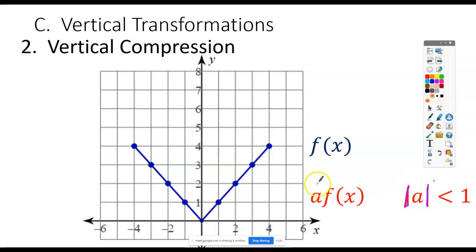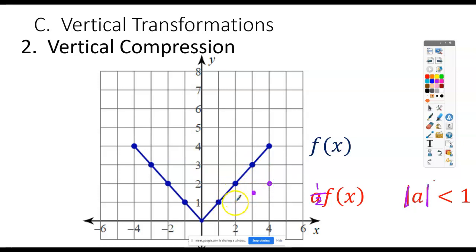So if I were to multiply my function by a half, that means I'm cutting all the y values in half. So this point here, the y value is 4, so if I cut that in half, it would go right here. This one is 3, so if I cut that in half, it's going to be 1 1/2.